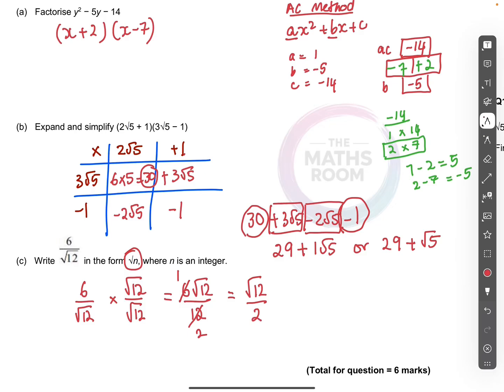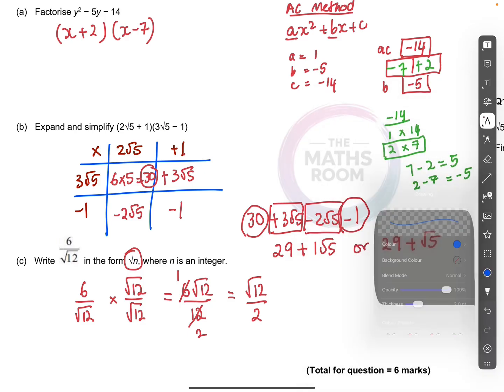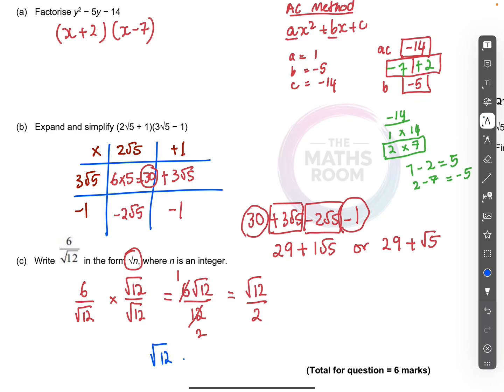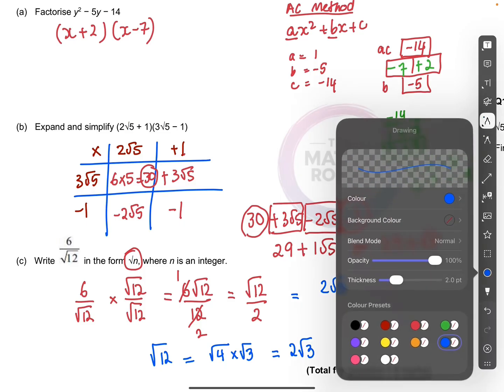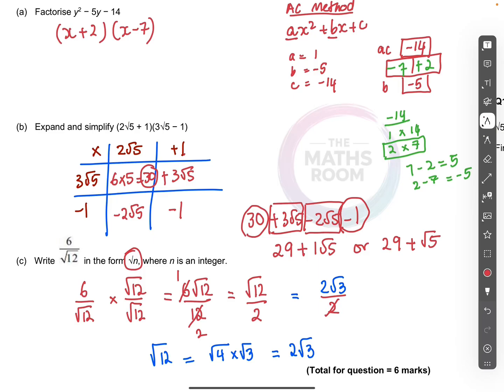However, it's still not in the form that the question's asking, which means there's still some working out left. Root 12, now it's very important to note that root 12 is the same thing as the square root of 4 times the square root of 3. The square root of 4 can be simplified, which is 2. Root 3 can be written like this. So that means I've got 2 root 3 over 2, which means I can simplify that and I'm left with the square root of 3.